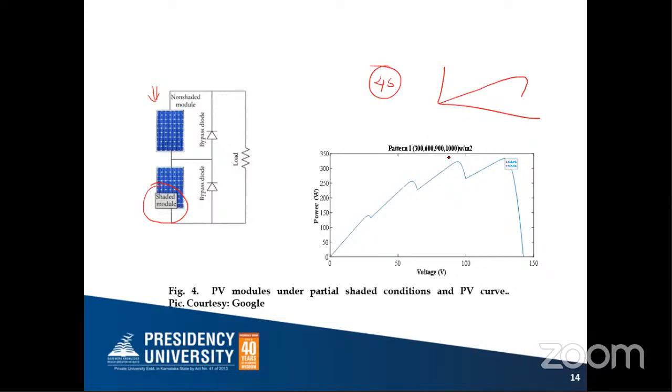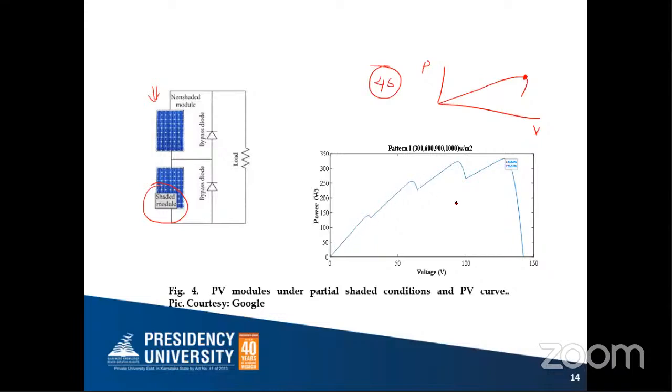If every irradiance is 1000 watt per meter square, the PV curve will be like this. This is PV, this is P, and this is V. This curve will be like this. This is a peak point. That means with the help of your naked eyes, you can identify this is a peak point. But please be a little bit careful in observing this figure here.